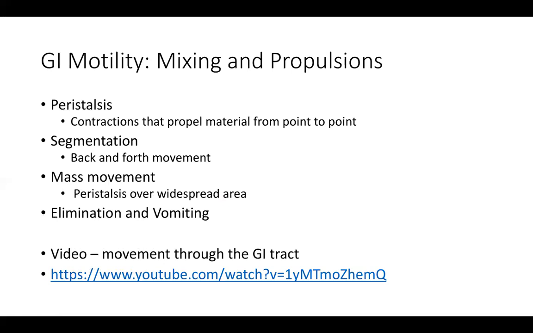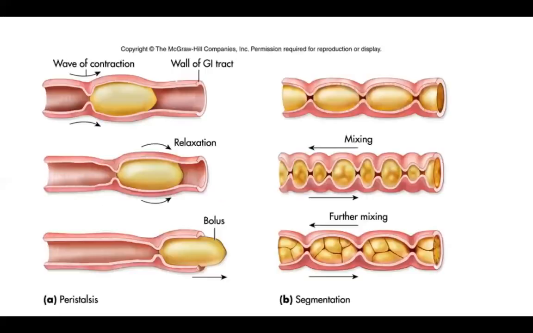Elimination is when we go to the bathroom. In the case of the GI tract, we're only talking about stool or feces. And vomiting is not a normal function, but when contents of our stomach obviously come up and out through the esophagus. So here are some pictures that illustrate both peristalsis and segmentation. And you can see in peristalsis, what's called the bolus, which is kind of a clump of food, is actually being moved across the screen, where in segmentation, that bolus is actually just being broken down into smaller components.